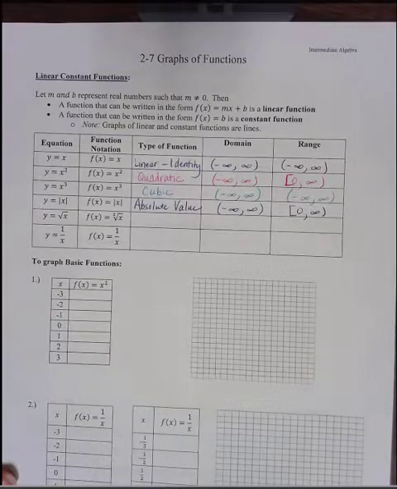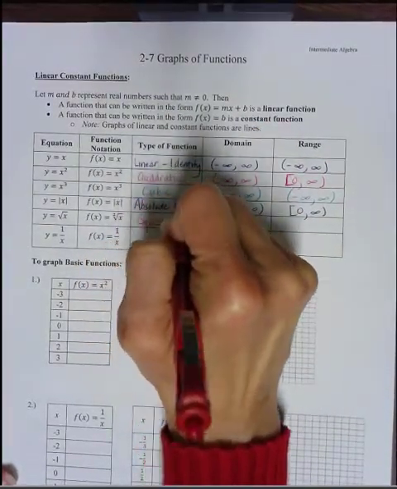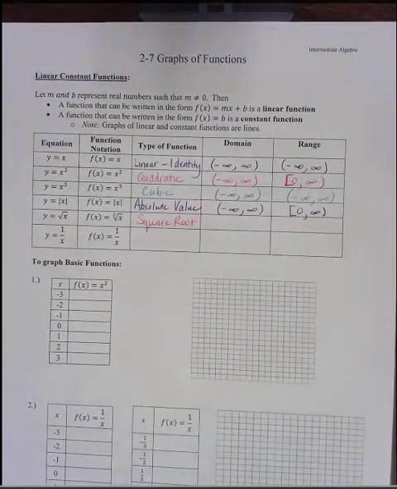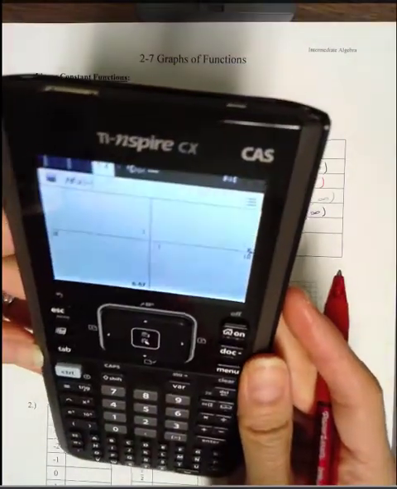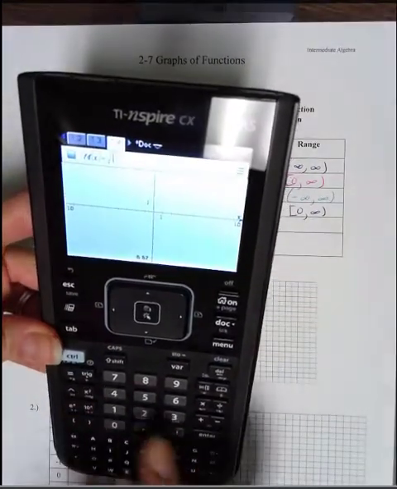Okay, the next one is what we would call the square root function. And let's go ahead and take a look at that domain. Okay, so we'll put in the square root of x.